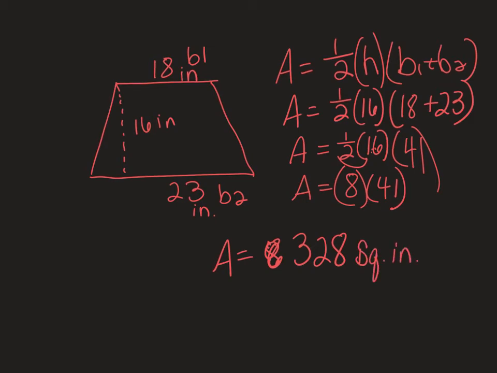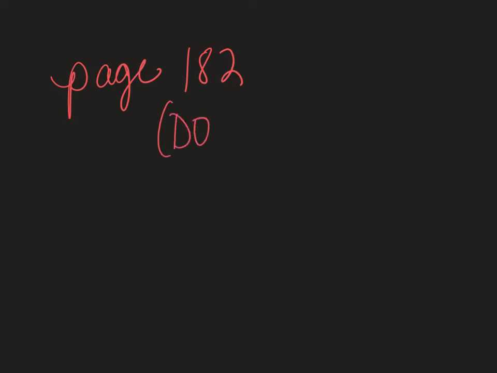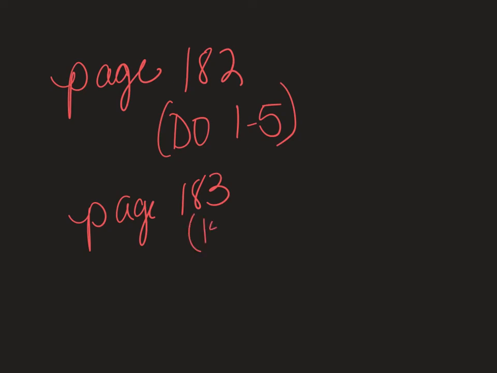All right, so here's going to be your assignment. I'm going to change it up here again. On page 182, you're going to do 1 through 5. On page 183, you're going to do 15 through 18. So that's like 9 problems.